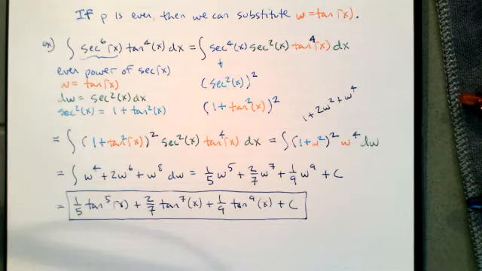So we've made some progress. We're integrating a product of powers of secants and tangents. If it's an even power of secants, then we'll make the substitution w equals tangent x.